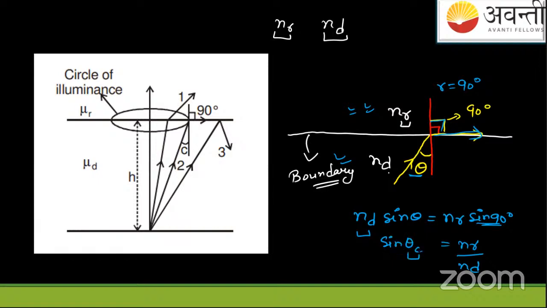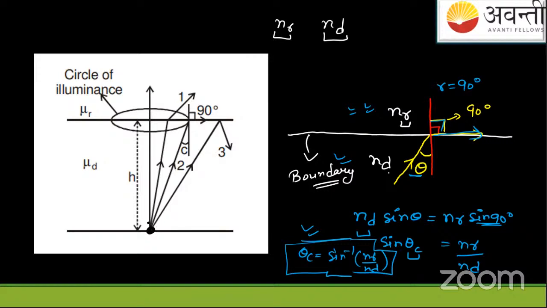Where this theta C is the critical angle. What is that? Critical angle. It's a critical point where the ray turns completely 90 degrees or grazes the surface. And this theta C is given by sine inverse NR by ND. Got it, students? Then we have seen, suppose we're having a source of light like this.